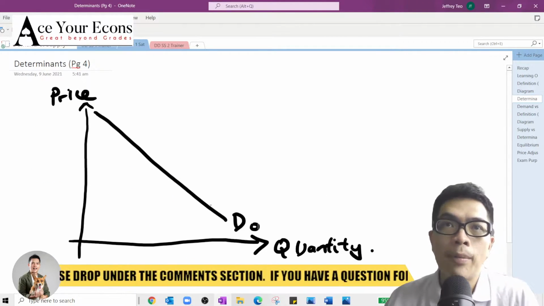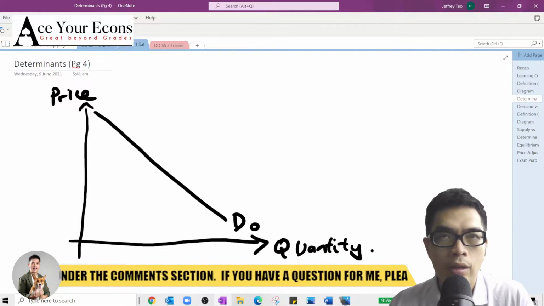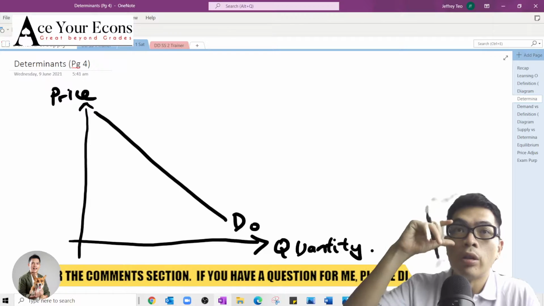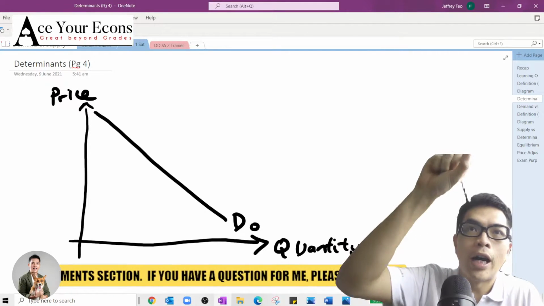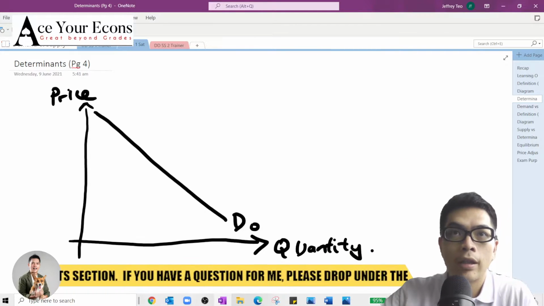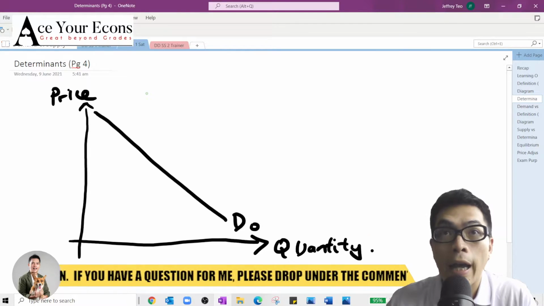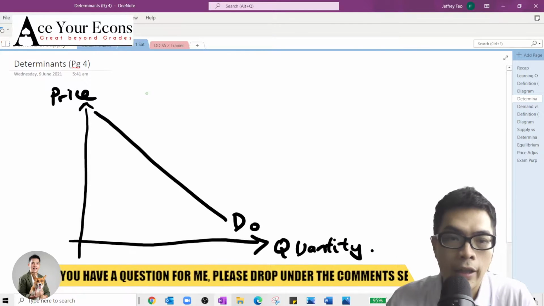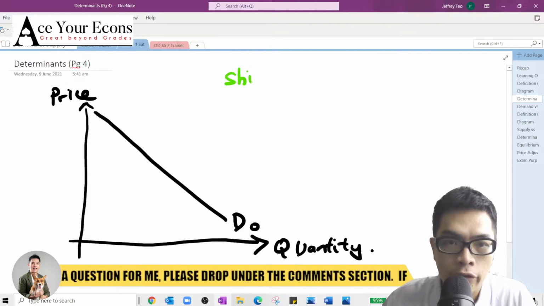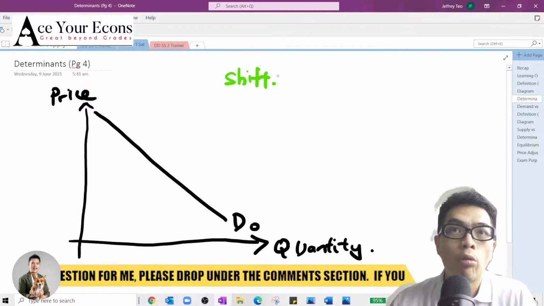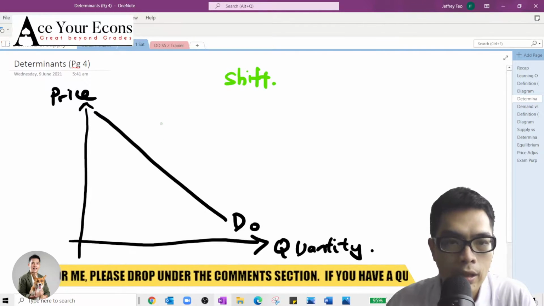So now I'm going to illustrate what I mean by non-price factors. Earlier on, we know that any changes in your prices will lead to a sliding up and down along your demand curve, right? Something like a seesaw. So if we are looking at determinants on non-price factor, we are looking at shift. Please write this down, shift. This will be widely tested, and you are expected to know them by heart.